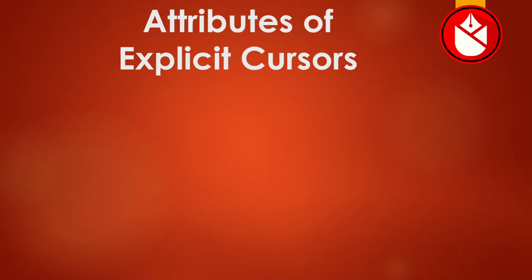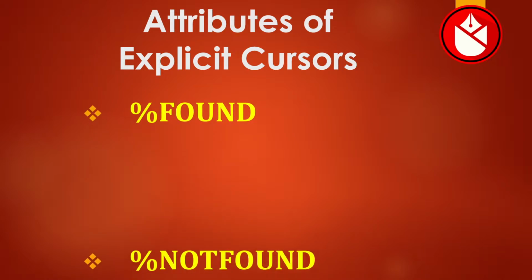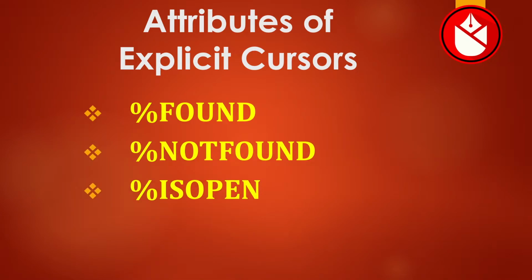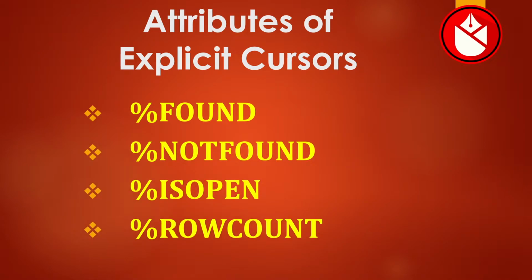Now, what are the attributes of the explicit cursors? Found, not found, is open, and row count. So, let's check all these explicit cursors with the help of SQL Plus in a practical way. So, open the SQL Plus at first.